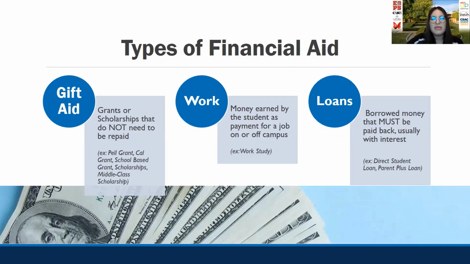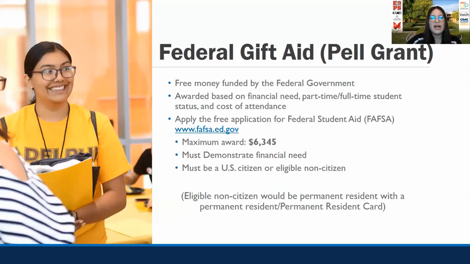And loans, this is money that is borrowed and must be paid back, usually with interest. We're going to start off by talking about gift aid. First up is federal gift aid, which is also known as Pell Grant. This is free money funded by the federal government, awarded based on financial need, whether the student is part-time or full-time, and the cost of attendance.